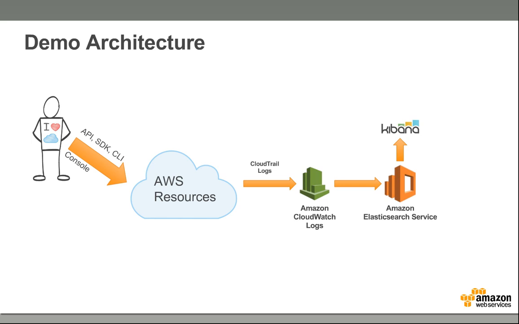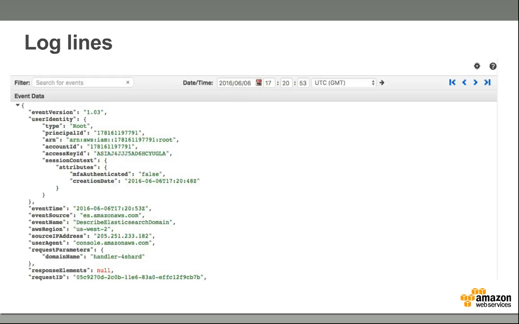Just to talk through the architecture of the demo at a high level, I have my AWS user on the left side interacting with various AWS resources through the API, the SDK, CLI, what have you. As the user interacts with those AWS resources, those interactions are logged to CloudTrail. We're going to set it up to send the CloudTrail logs into Amazon CloudWatch Logs. It's a very simple setup. Then from CloudWatch Logs, we'll stream them to Amazon Elasticsearch Service, where we'll be able to visualize them with Kibana. And again, you'll see this is all simple to accomplish through the console.